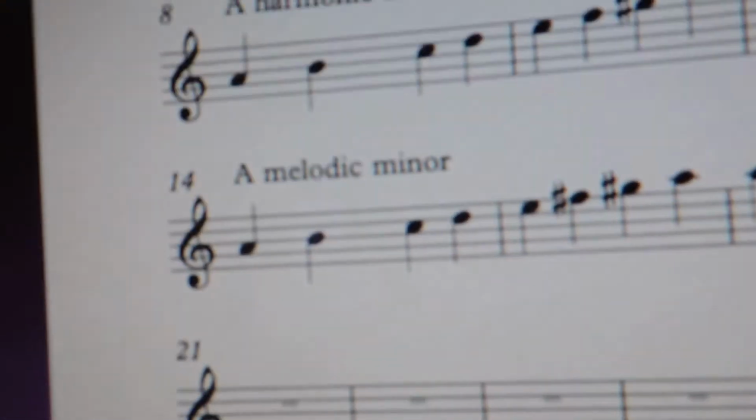The next one is A melodic minor. The 6th and 7th scale degrees are raised on the way up, and then natural on the way down. So you have a natural minor on the way down. On the way up, you have the 6th and 7th scale degrees raised. Let's look at that. Here we are. A melodic minor.